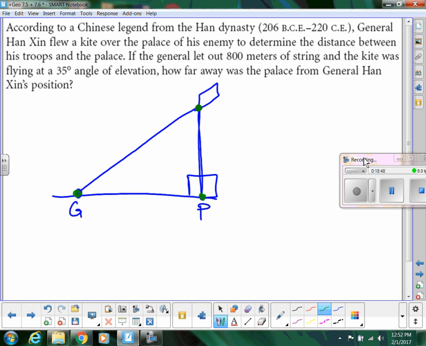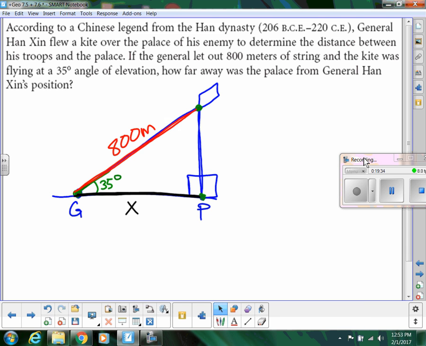All right, and then he says that the angle of elevation, which means it's from horizontal going to the diagonal, is 35 degrees. So he used some instrument to measure that. And then he let out 800 meters of string. So he was able to measure how much string he let out. That was 800 meters. So he wants to know how far away the troops are from the palace? Okay, so this is the value that we want. So you see how we just made a right triangle and set it up, and we introduced a variable for what we want. And now this looks like a problem that we just talked about.